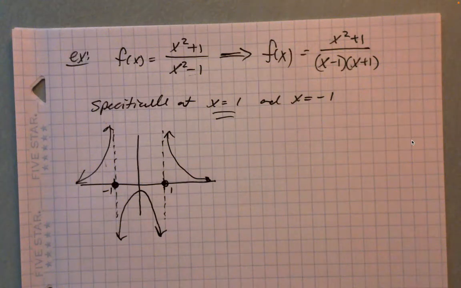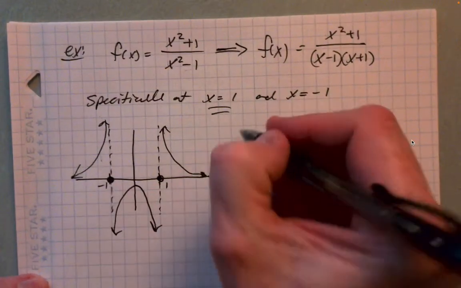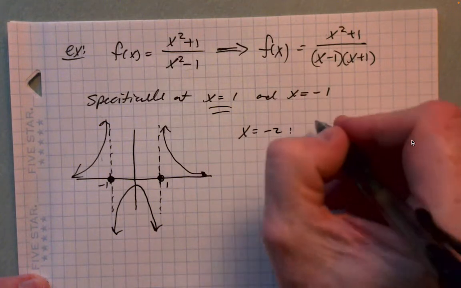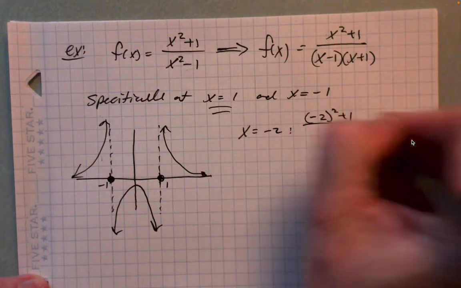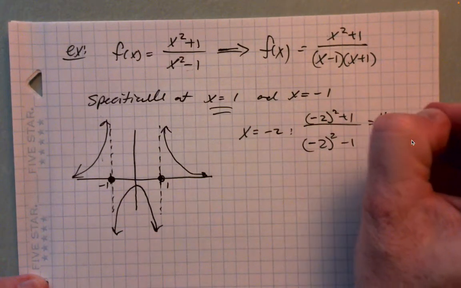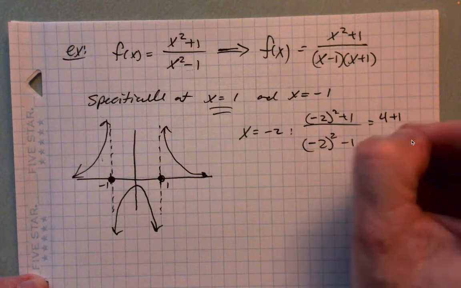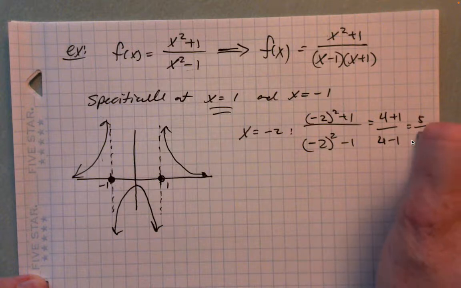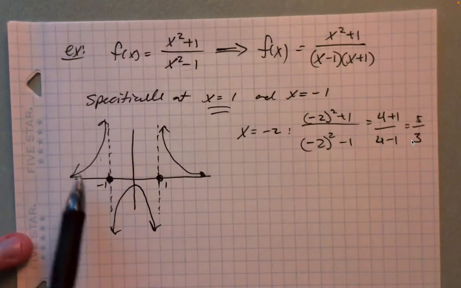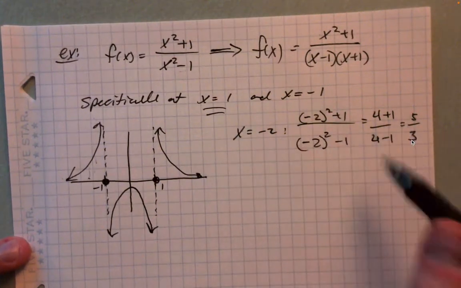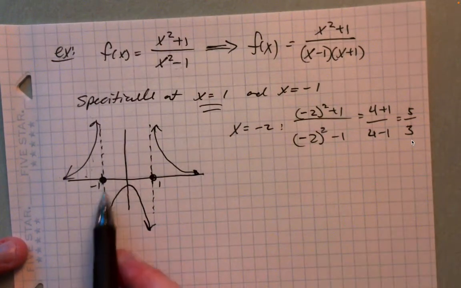Okay. And again, you could test this. Starting over here, you could plug in x equals -2, for example, and you'd get -2 squared plus 1 over -2 squared minus 1, so that'd be 4 plus 1 over 4 minus 1, and you get 5 over 3, 5/3, so you get a positive value. Right, and so it's heading to infinity. You could test something closer if you wanted to confirm the trend.